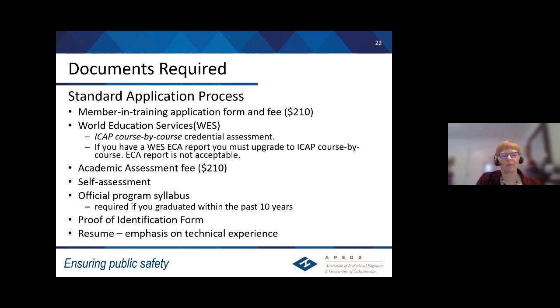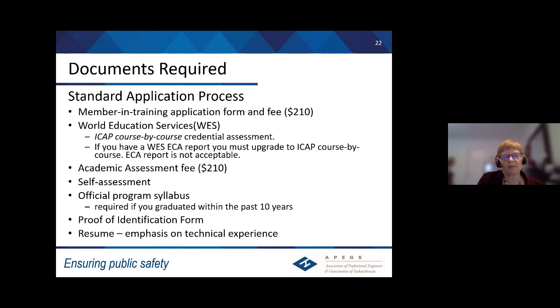So I'm going to be talking about our standard application process as I go through the rest of this section. It's possible that some of you may go through a slightly different process, but this is the process that would apply to most applicants. As I mentioned already, the first step is to submit your member in training application form and fee. Once you've done that, you'll have your APEGS registration number, and you will have an opportunity to include that in your WES assessment to make sure that we link up the correct WES assessment with the correct applicant. So you are required to get the ICAP course by course credential assessment.